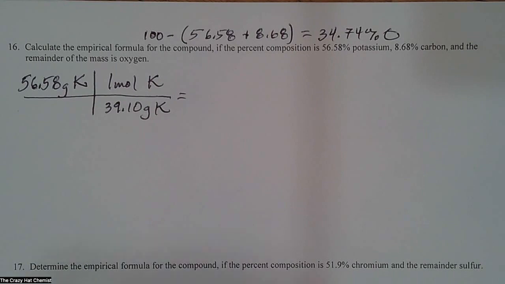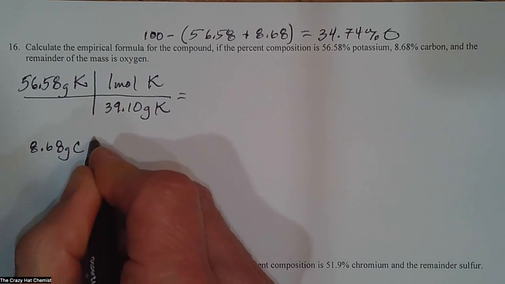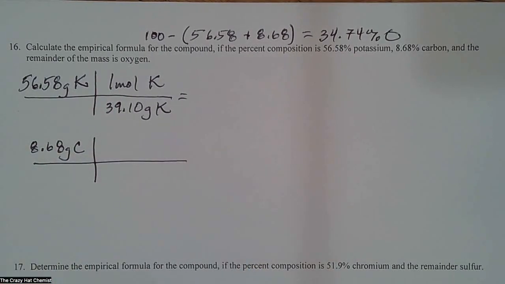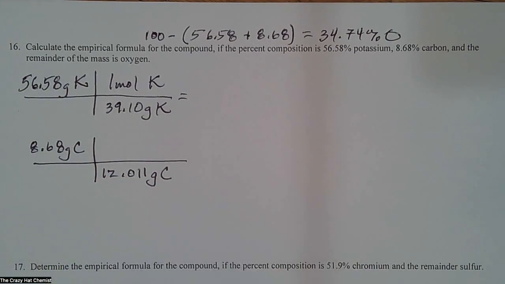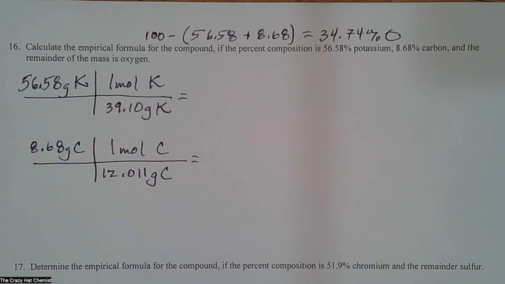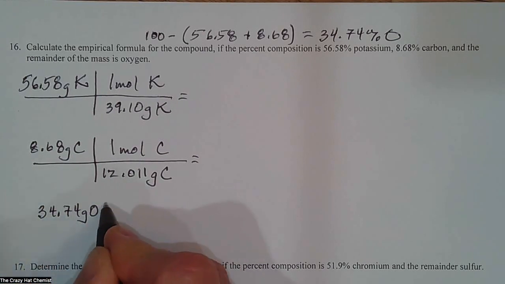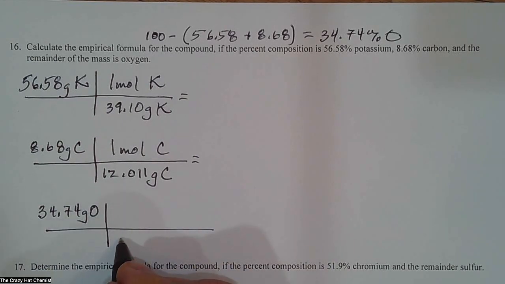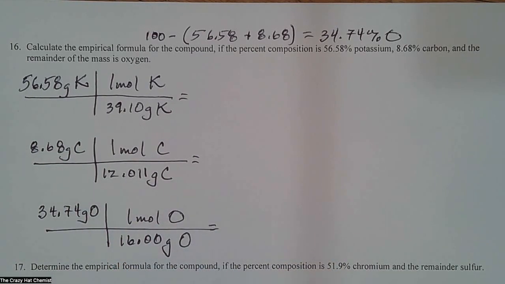I'm going to do a similar thing here for the carbon. So I have 8.68 grams of carbon. And I'm going to look on my periodic table. I'm going to find the molar mass of carbon, 12.011 grams of carbon, and that is equal to 1 mole of carbon. And then I'm going to get the oxygen, and that is the 34.74 grams of oxygen. And that is 16.00 grams of oxygen, and that's 1 mole of oxygen. Awesome. Now we're going to get numeric values for all of these.